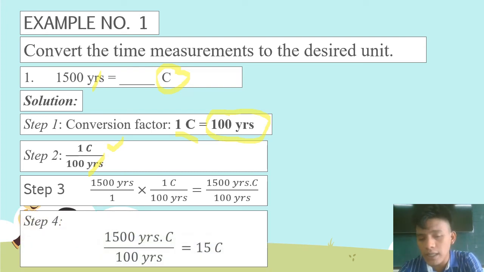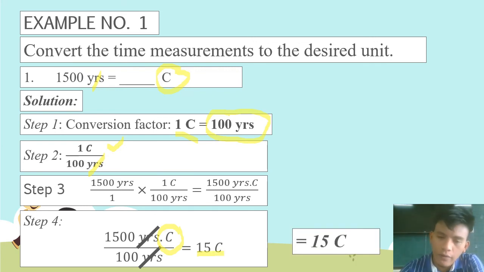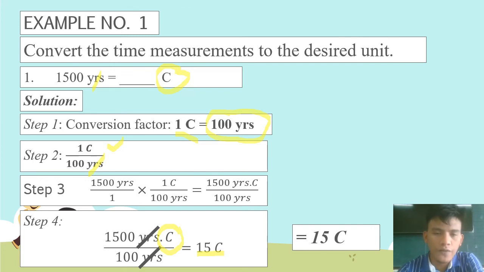Then let's go on to the cancellation and simplify. Years in the numerator as well as the denominator will be cancelled out, and the remaining will be century. 1,500 divided by 100 is 15. So the unit will be century, and our final answer is 15th century. You get it? Very good. Let's go on to example number 2.